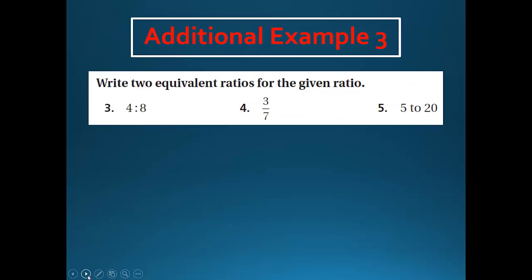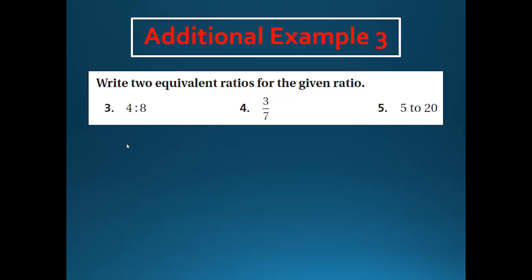Now we have an additional example. You can either pause the video and try it on your own, or you may follow along. Write two equivalent ratios for the given ratio. For number 3, we have 4 to 8. For 4 to 8, we can either multiply or divide to get equivalent ratios.